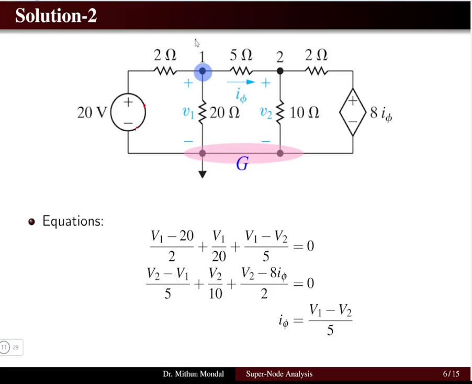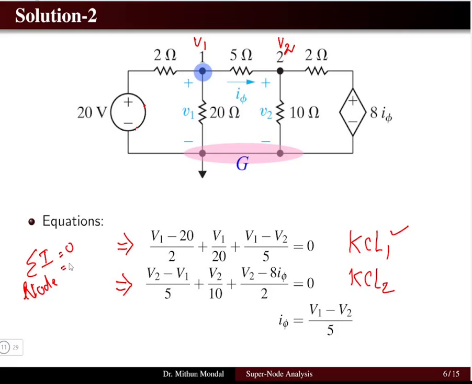Let us assume that V1 is the potential of node 1 and V2 is the potential of node 2. Then we can write the KCL equation at node 1 and the KCL equation at node 2. So what are the currents associated with node 1 and node 2? That we write in the form of the KCL equation, where the sum of the currents entering the node is equal to the sum of the currents leaving the node, or otherwise the total algebraic sum of the currents at a particular node is equal to 0 with appropriate sign convention.